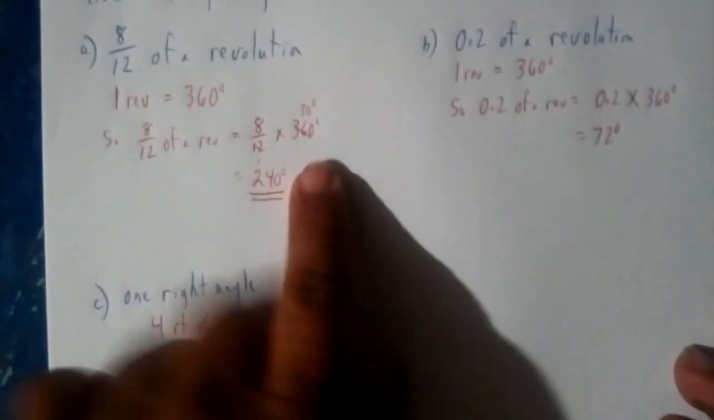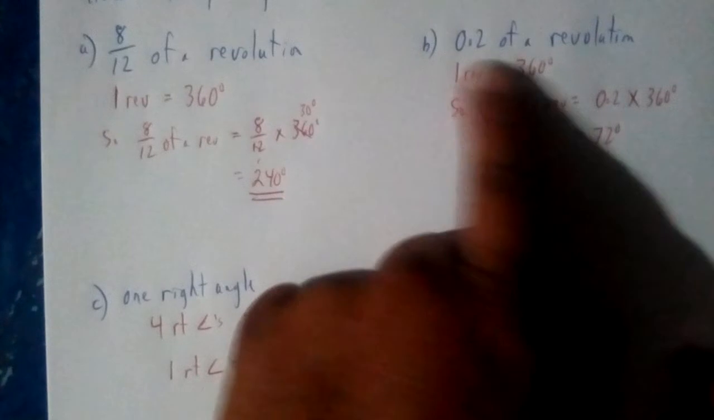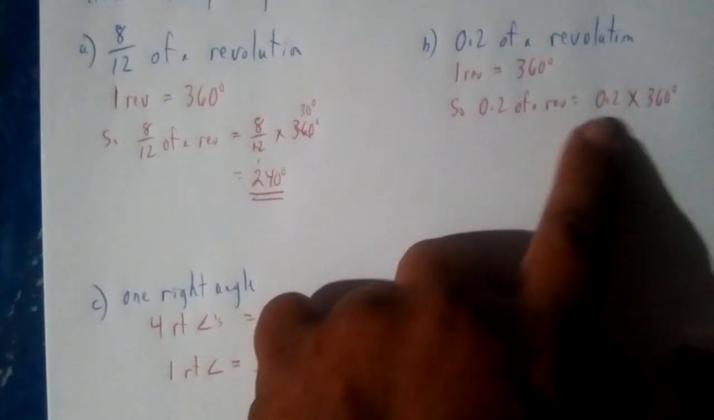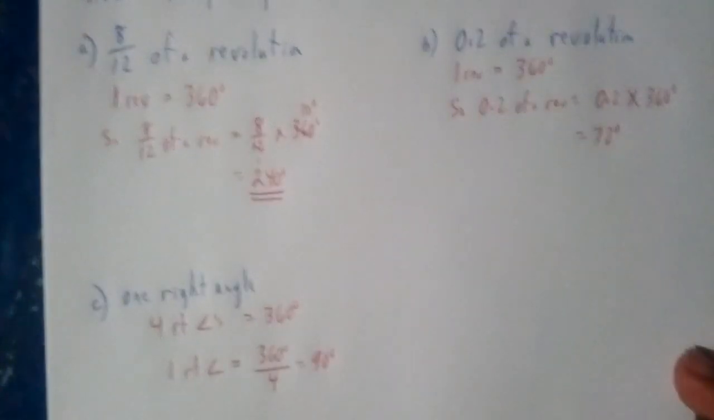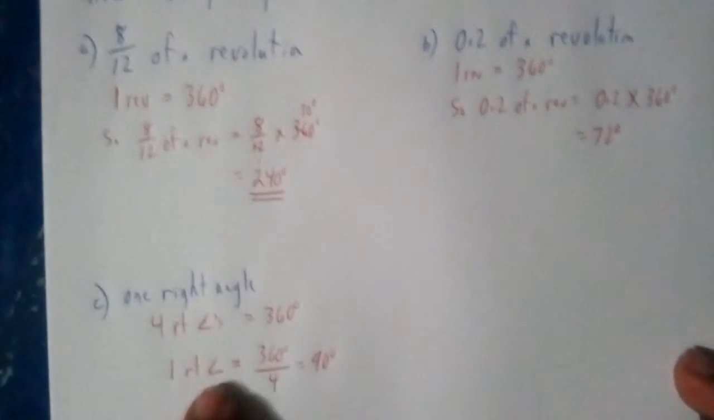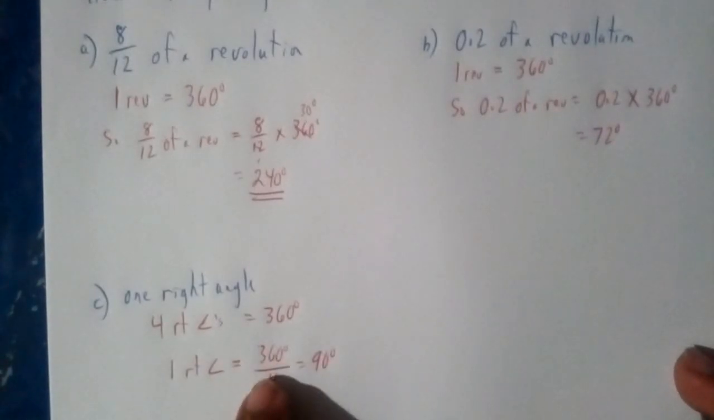So if you're given a fraction of a revolution, you put that fraction times 360 degrees. If you're given a decimal of a revolution, you put the decimal times 360 degrees. If you're given the amount of right angles, you put that amount times 360, or in other words, you divide by 4 and then multiply times 1. That's how you're going to be doing this.